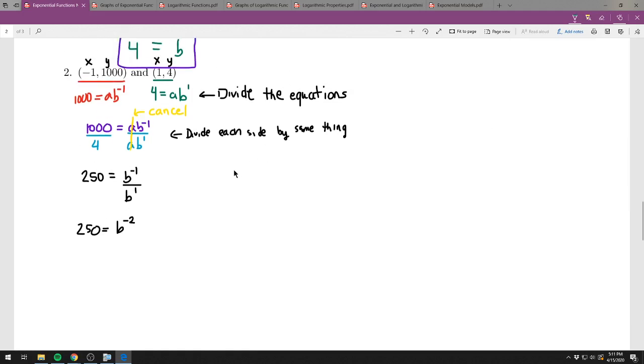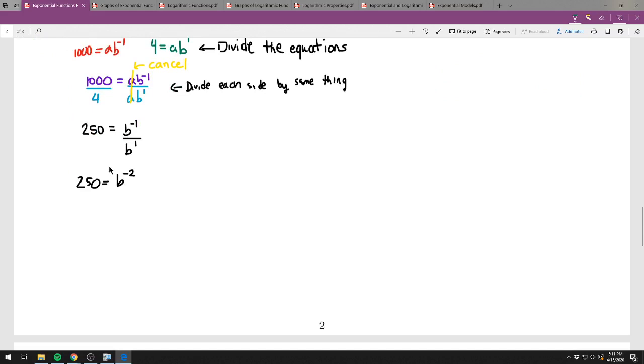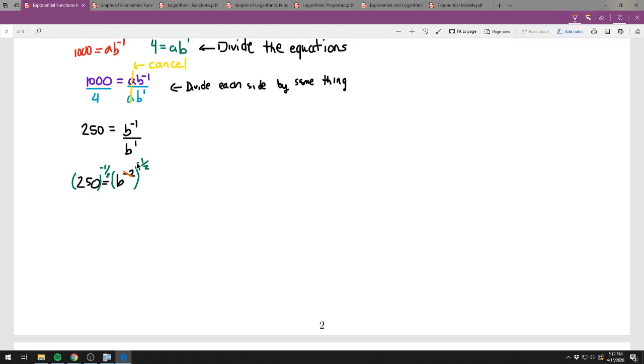Right. Now to go and get b from b to the -2, this is why I like to do it the way I showed you before. You don't have to do it like this, but I just like to do it like this. We want to make each side have the one exponent. If I raise each side to the reciprocal of -2, which is -1/2, then the two exponents over here cancel out. The negatives cancel out and the 2's cancel out. And we've got b equals 250 to the negative 1/2.